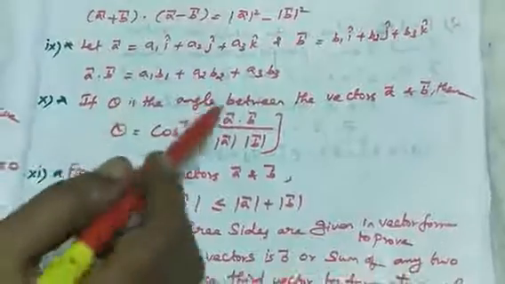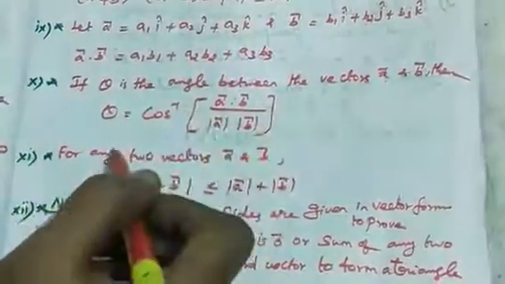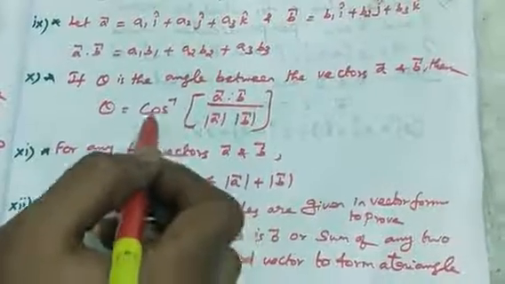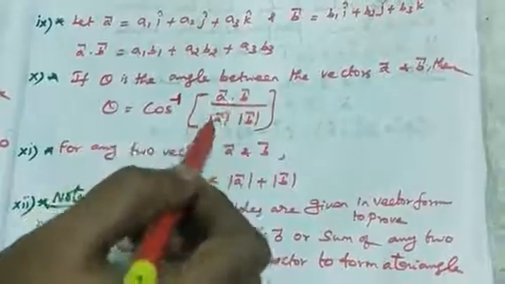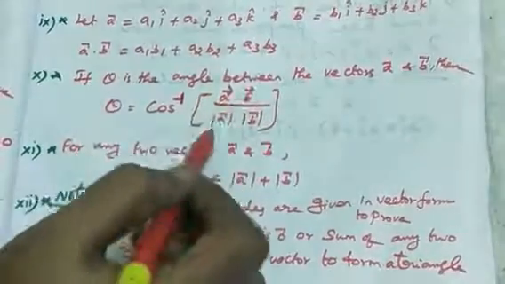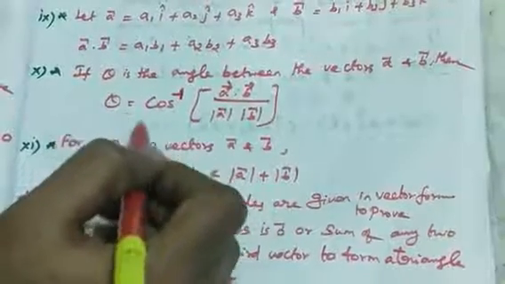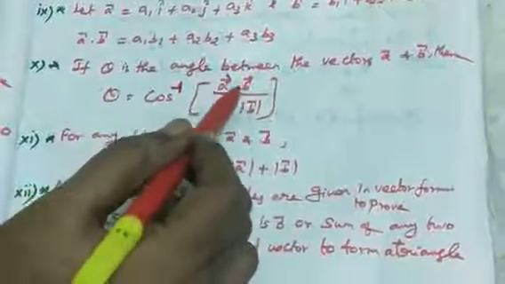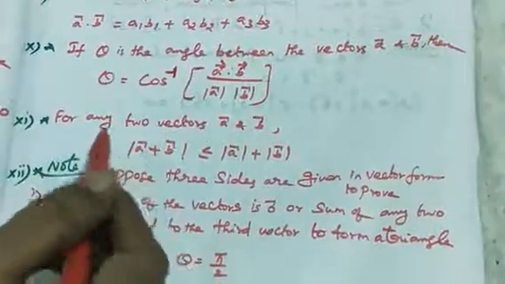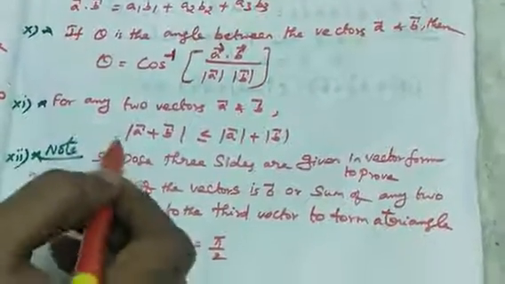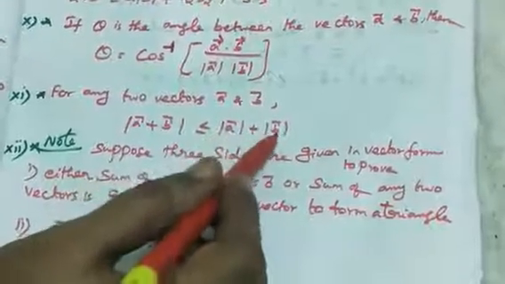Now, if theta is the angle between a vector and b vector, then theta is equal to cos inverse of a vector dot b vector by modulus of a vector and modulus of b vector. Angle between the two vectors is theta, then theta is equal to cos inverse of a vector dot b vector by modulus of a vector into modulus of b vector. This is the inequality: modulus of a vector plus b vector is less than or equal to modulus of a vector plus modulus of b vector.